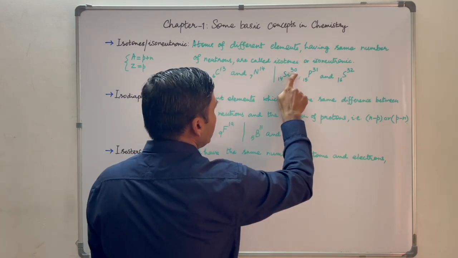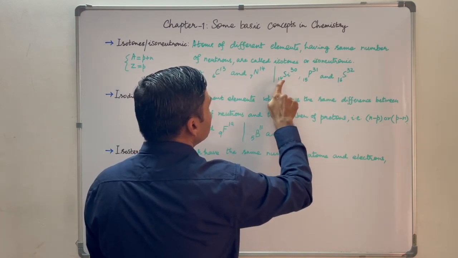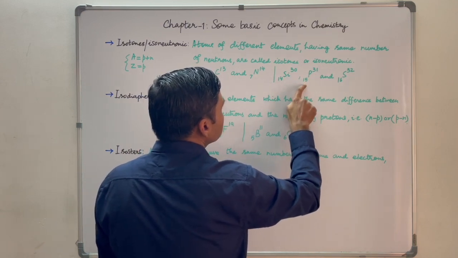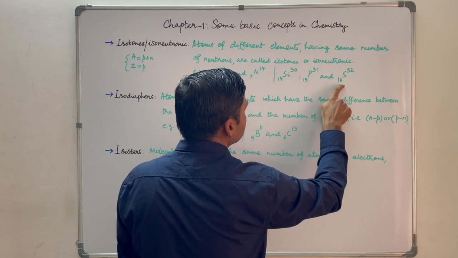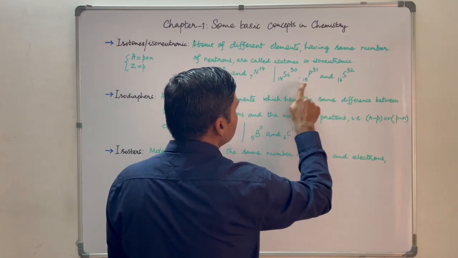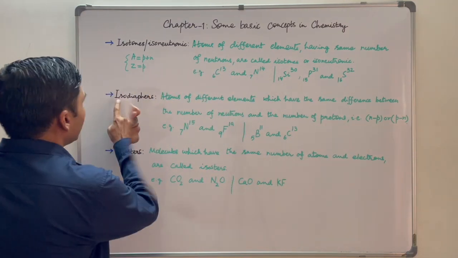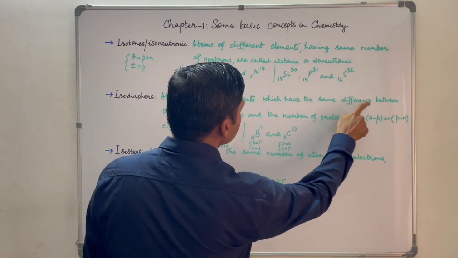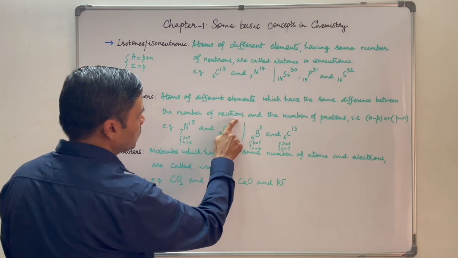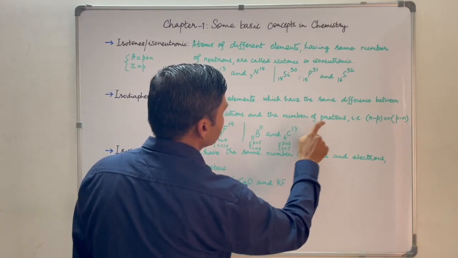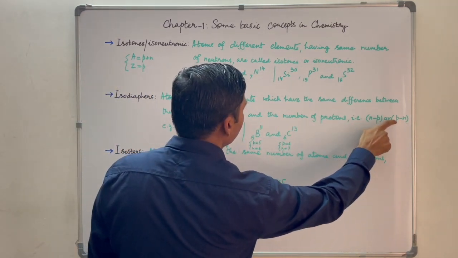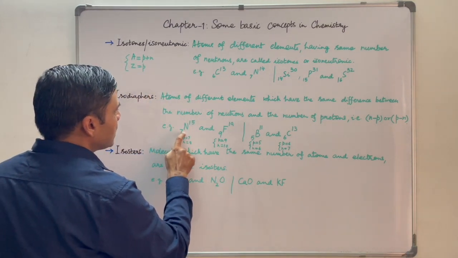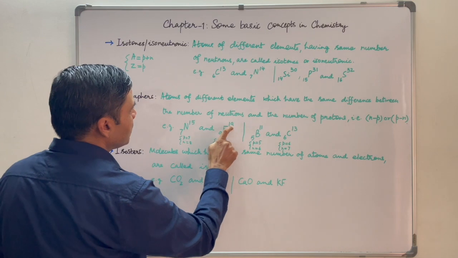See the difference of A and Z is 30 minus 14 means 16. 31 minus 15 means 16. 32 minus 16 is equal to 16. So they are isoneutronic. Isodiaphers, atoms of different elements which have the same difference between the number of neutrons and the number of protons. That is, n minus p or p minus n should be same. For example, 7N15 and 9F19.